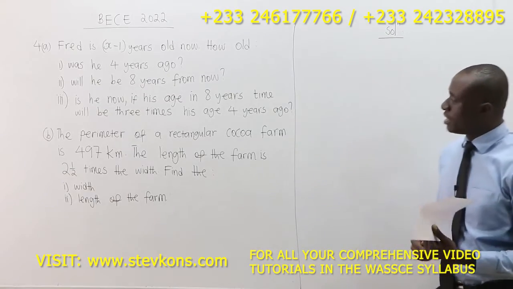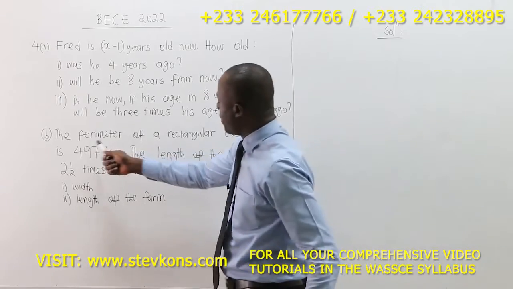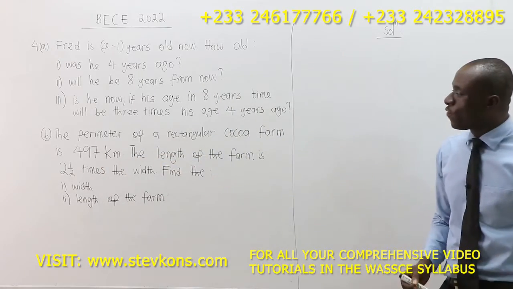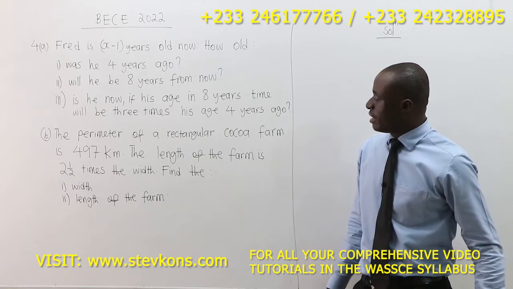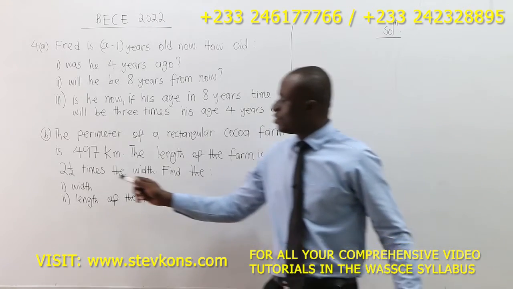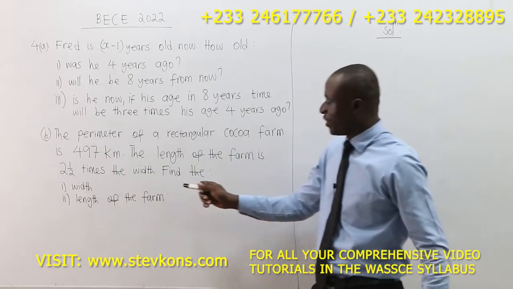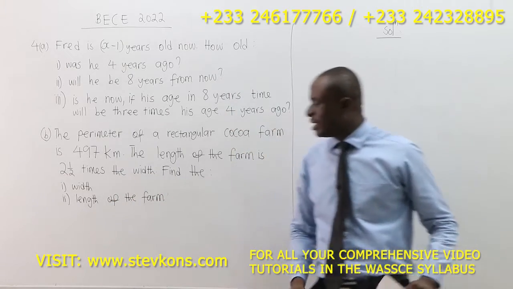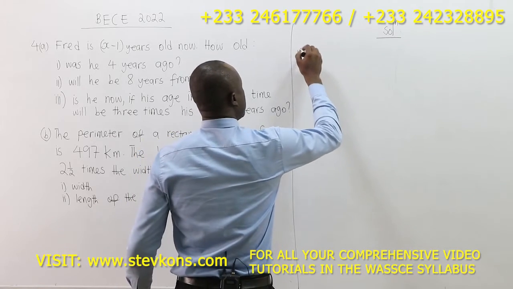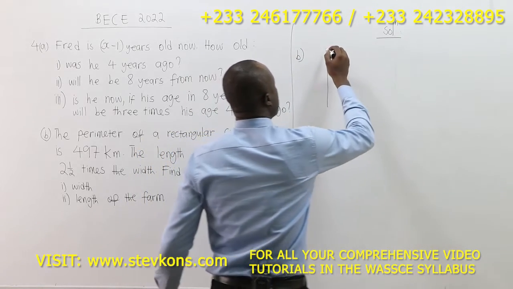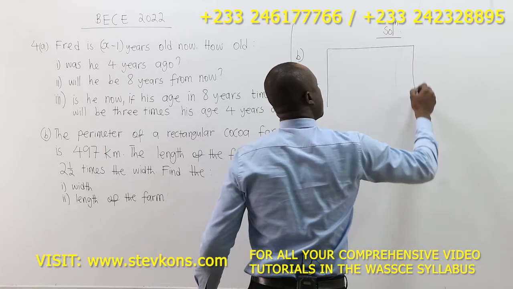Okay, now let's consider B. B says that the perimeter of a rectangular cocoa farm is 497 kilometers. The length of the farm is 2.5 times the width. Find the width and length of the farm. So let's sketch. That is our B. Let's consider a rectangle.